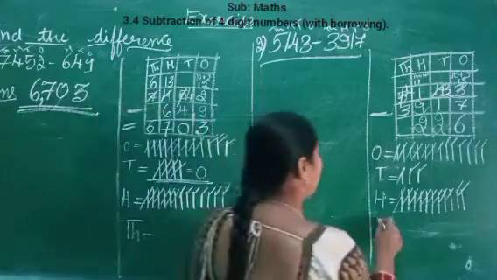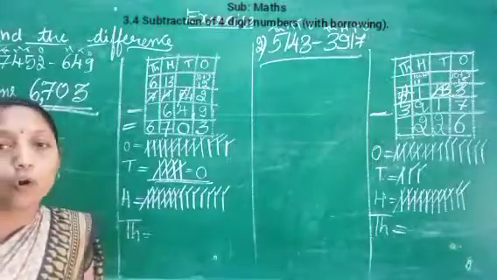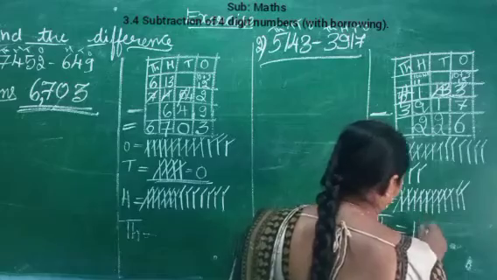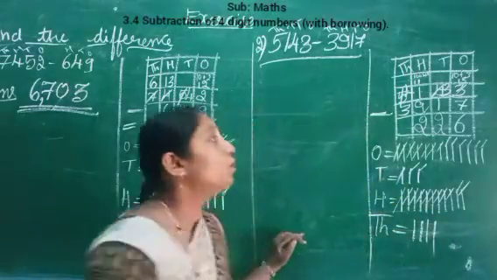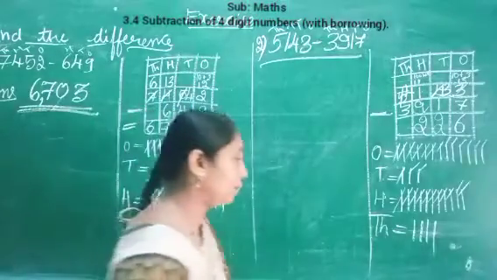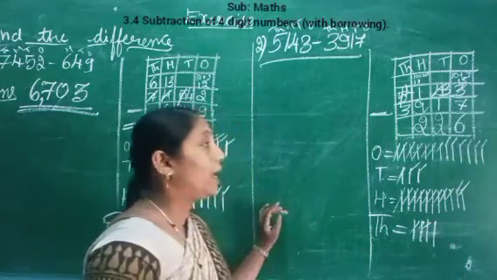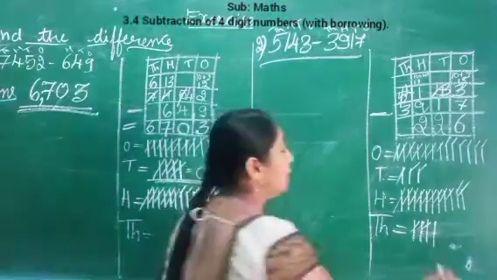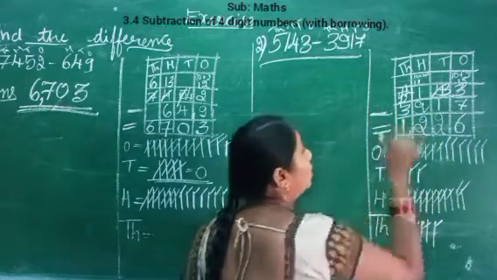Okay, children, we go to the thousands place. What number is there? There is number 4. We draw the 4 lines: 1, 2, 3, 4. Next, which number is below 4? The number below 4 is 3. We drag out the 3: 1, 2, 3. Okay, children, what is the remaining number? The remaining line is 1. It comes as 1 in the thousands place. What is the answer?